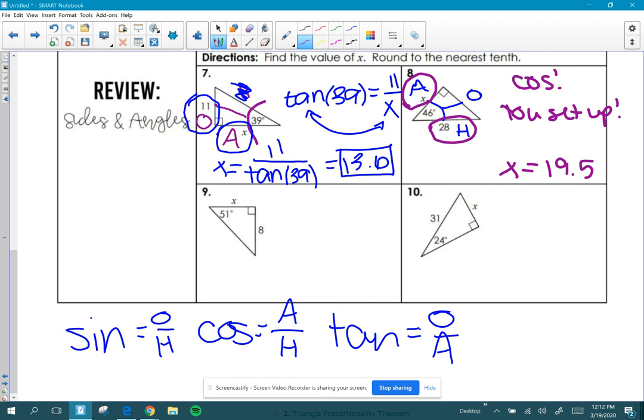And then looking at 9, I'll do the same thing. We're looking at 51. If I go straight across from that, this is my opposite side. If I go straight across from the right angle, this is my hypotenuse. And then the adjacent side is the side next to that angle. Circling what I have, I have an A and an O. So that leaves me with tangent. Again, I want you to set this up and solve, but to make sure that your answer is correct, you should have x equals 6.5 when you're all done.